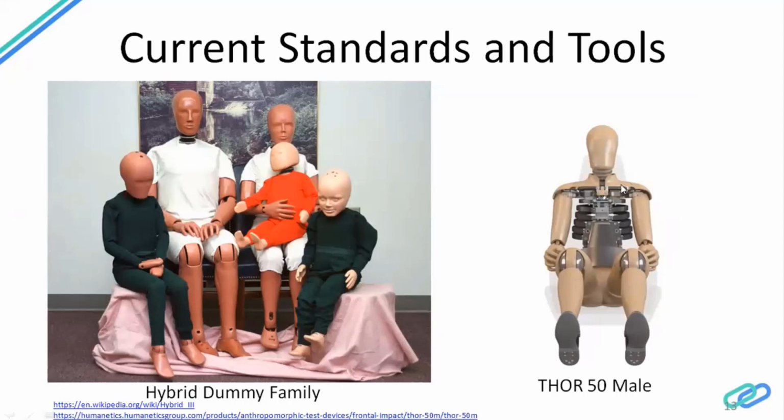Now Hybrid is the dummy very popularly used, and THOR is nothing but the upgrade of a Hybrid. How it is upgraded, we will talk about it. Even dummies are now upgraded. In today's time, even dummies are upgraded to make them much more sensitive, much more sensible.